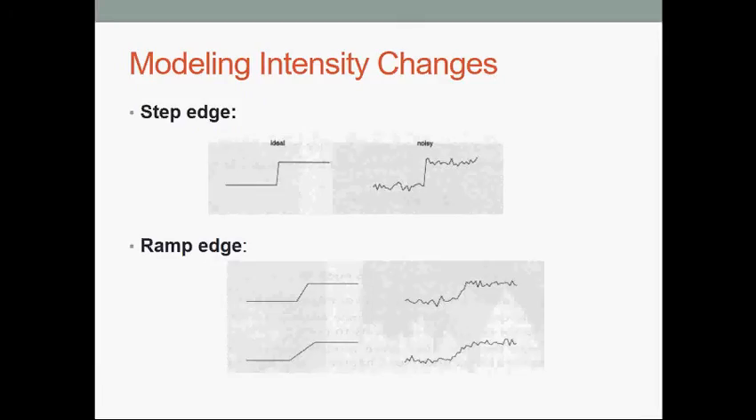Now these are the types of edges that can be identified. This is a step edge. This signifies a change from this to this. It is an abrupt change. If an image contains noise, the change will look like this. It is also called a thresholding technique because it is 0 or 1. From here it is 0, from here it is 1, and this is an abrupt change.